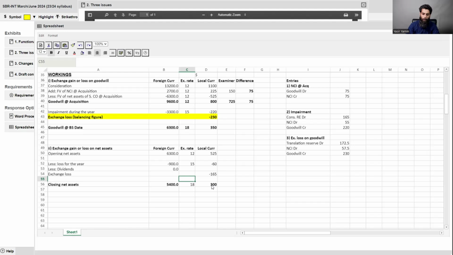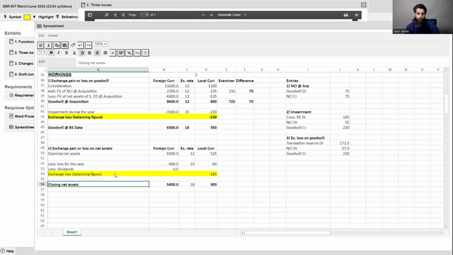Is everybody on the same page, guys? Please confirm. Make sense? So this should have been the calculation. You see, our exchange loss balancing figure that we have calculated while correctly working out all the particulars is 165.